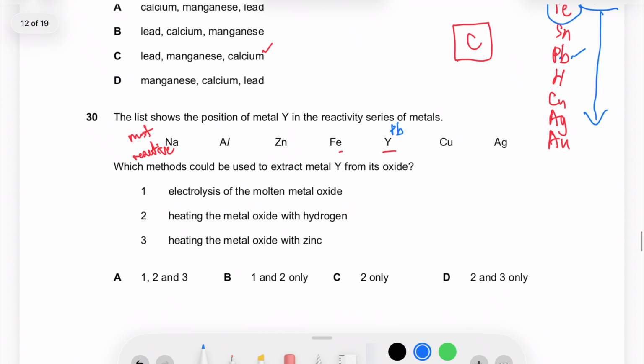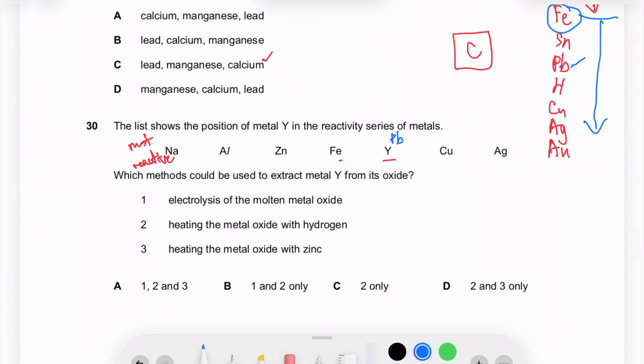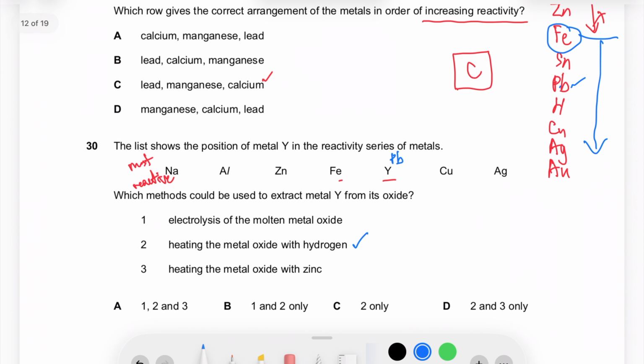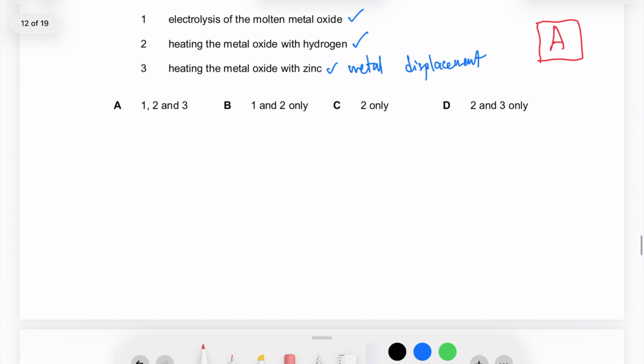So if it's lead, heating the metal oxide with hydrogen, yes. And then it's below zinc as well, so you can do metal displacement. So this metal displacement is possible as well. And then electrolysis of its molten metal oxide. Okay, it's a bit overkill, but it's still possible. So you can do it if you want. So the answer will be A. Okay, question 30 answer is A.